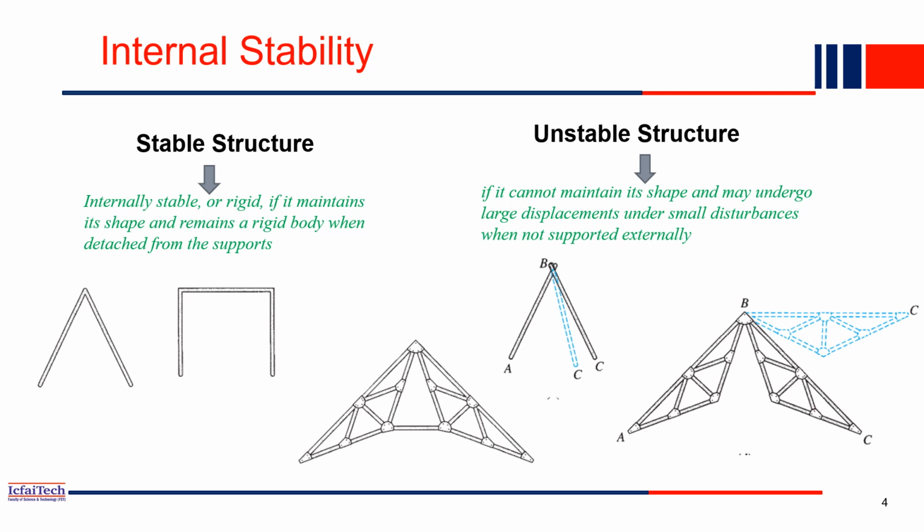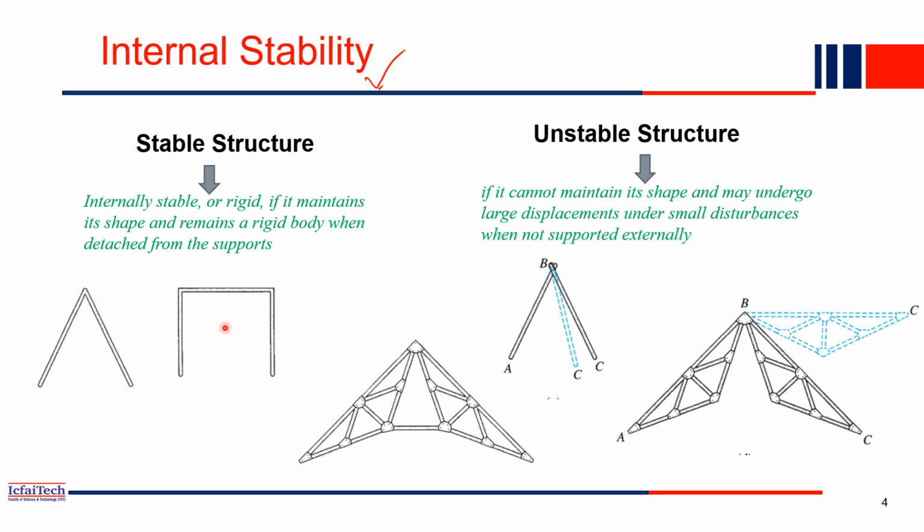So our structure also should be stable after the construction. So the stability part also we have to check. So what is a stable structure? A structure is called internally stable if it maintains its shape and remains rigid when detached from the support. So for example, this is a simple structure. When you detach it from the support, so maybe earlier this was a hinge support, a pin support, then also this structure should be stable.